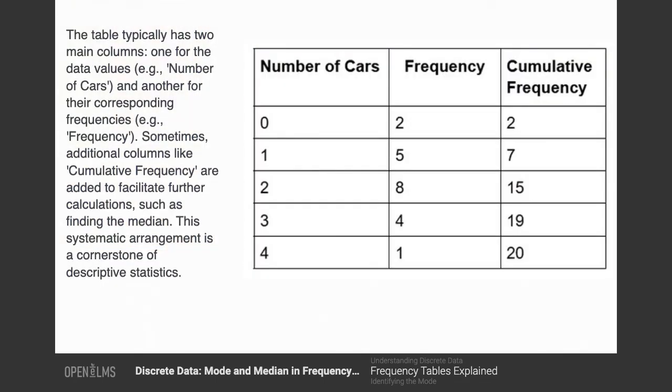The table typically has 2 main columns, one for the data values, e.g. number of cars, and another for their corresponding frequencies, e.g. frequency. Sometimes, additional columns like cumulative frequency are added to facilitate further calculations, such as finding the median. This systematic arrangement is a cornerstone of descriptive statistics.